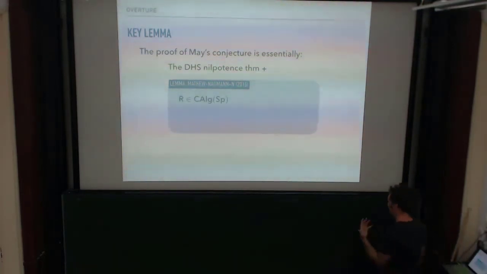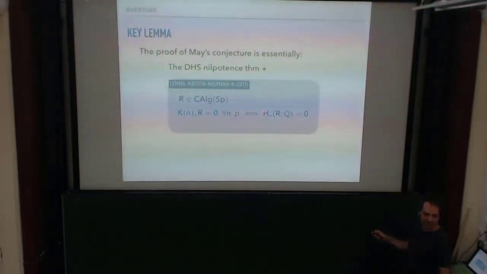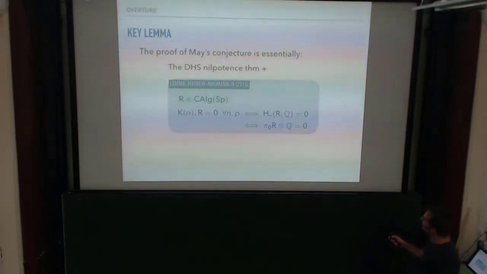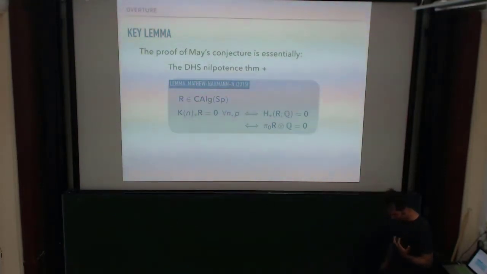This shows that if I have a commutative algebra in spectra, then all of these Morava K-theories vanish precisely if just the rational homology vanishes. And this is, as you can imagine, a very useful result. In particular, you could see that this is 0, which is just tensoring this ring with Q, if and only if pi naught of R tensored with Q is 0. So if pi naught is torsion, then all of these things vanish. It really tells you that torsion phenomena are somehow very algebraic in E-infinity ring spectra.